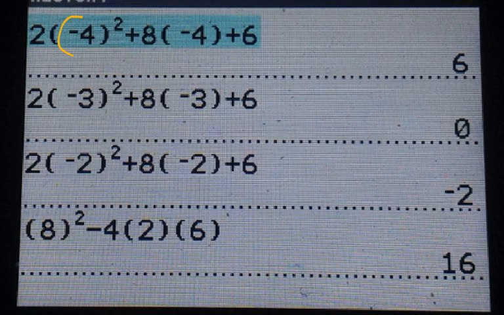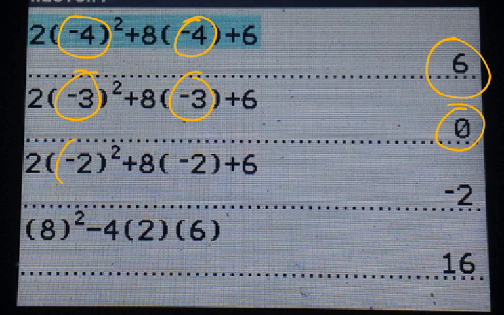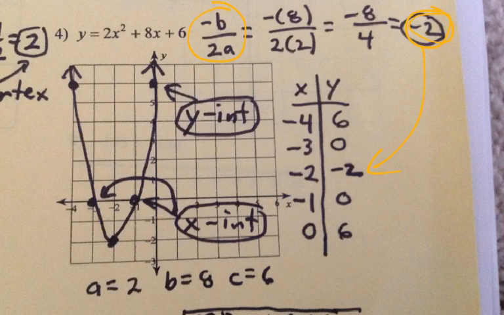As you can see, I plugged in negative 4, I got 6. Plugged in negative 3, got 0. Plugged in negative 2, got negative 2. Okay? So that's where these values came from. And again, we have symmetry here. And I graphed it. So we got the graph done. We got the table done correctly.